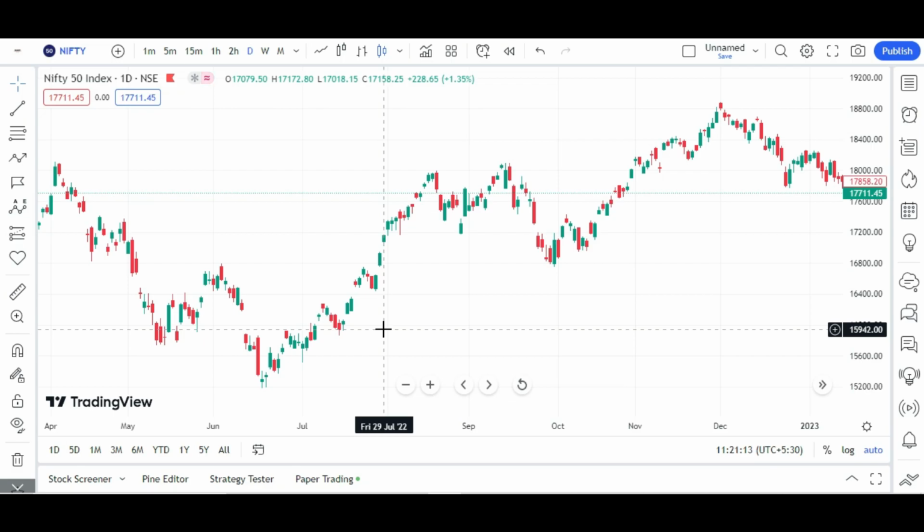So you have to develop this in your trading strategy, and surely this is going to be helpful for your trading journey, how to use trend lines.